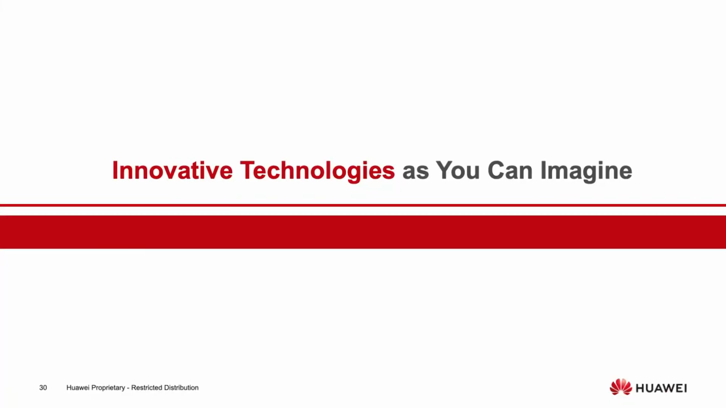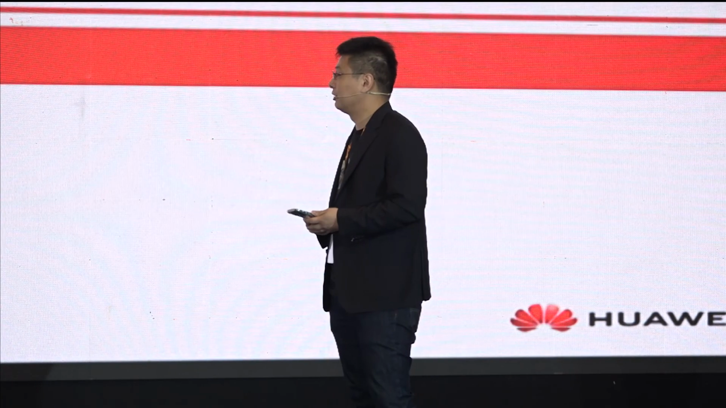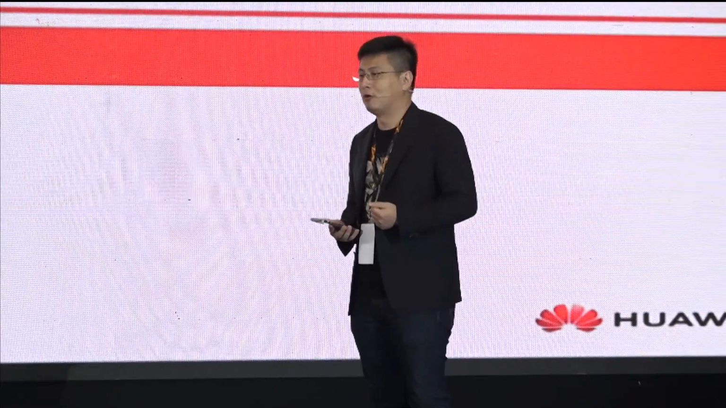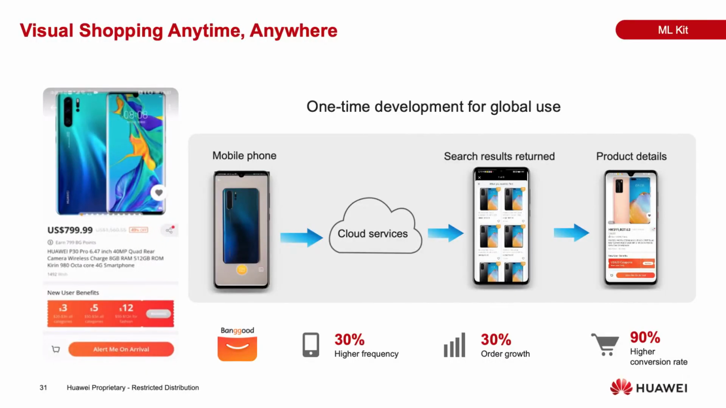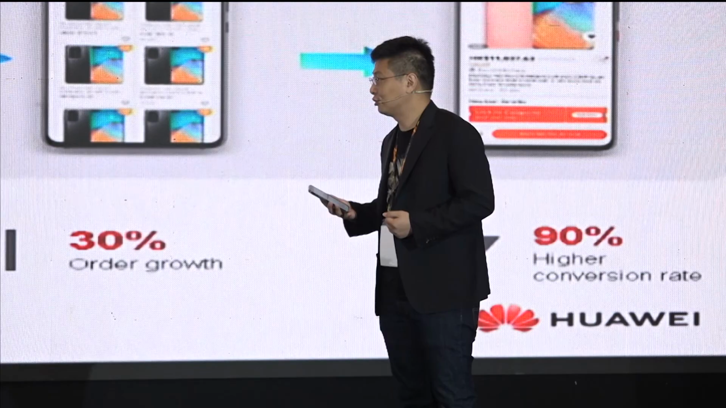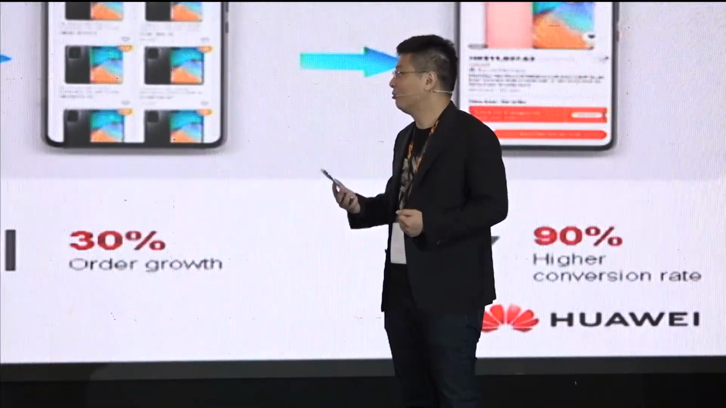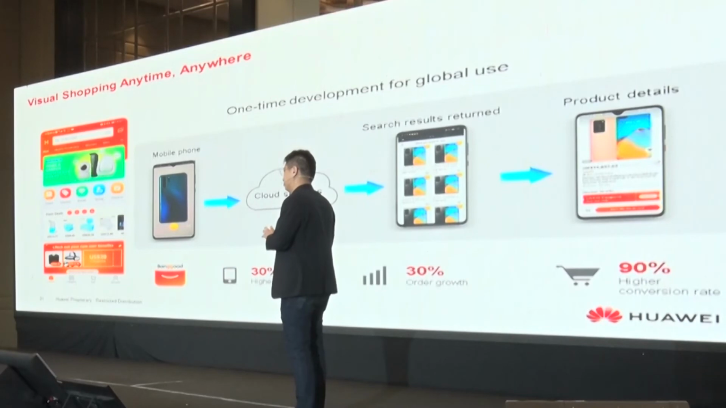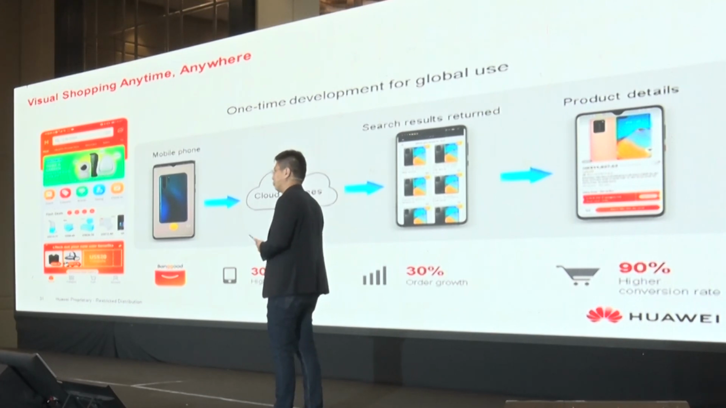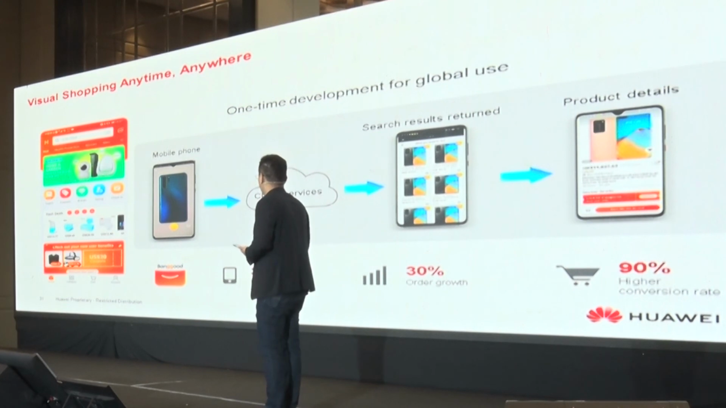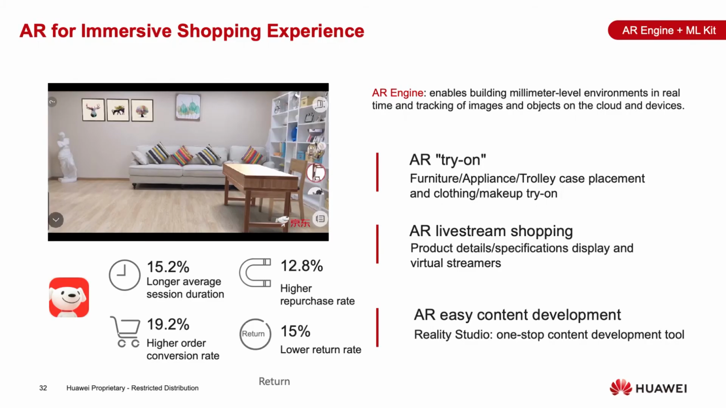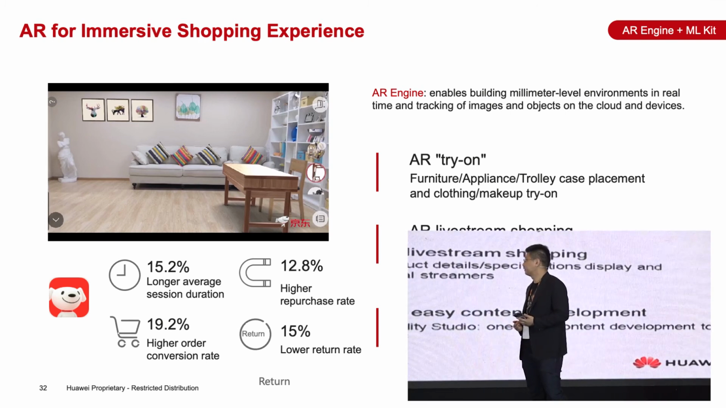So last but not least, innovative technology is always what we talk about with Huawei, we know the difference. We have our visual shopping, by taking a shot of products, your customer will be able to search that product, or similar products, on your e-commerce platform fairly easily, and they can make the purchase without even knowing that product name or the brand at all. We also have augmented reality for immersive shopping experience, right?